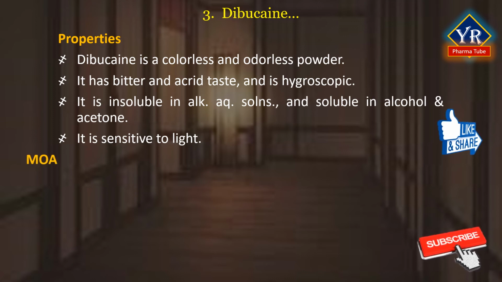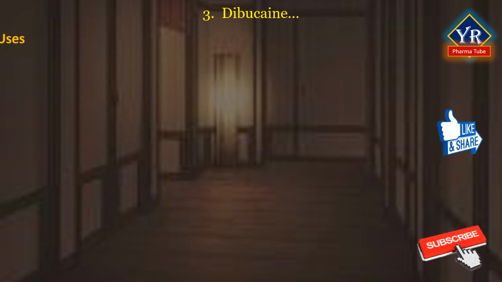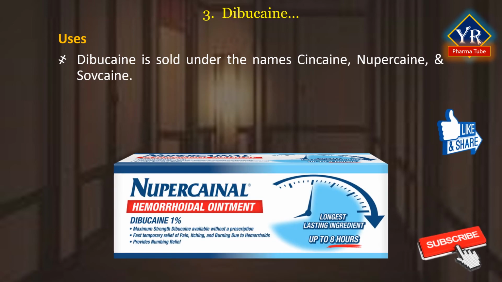Dibucaine's mechanism of action is the same as that of other local anesthetics. It reversibly binds to and inactivates sodium channels in the neuronal cell membrane. Inhibition of sodium channels prevents the depolarization of nerve cell membranes and inhibits subsequent propagation of impulses along the course of the nerve, thereby limiting the excitation of nerve endings. This results in a loss of sensation. Dibucaine is sold under several brand names.